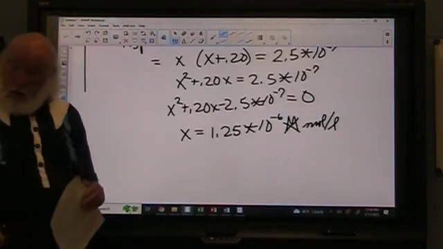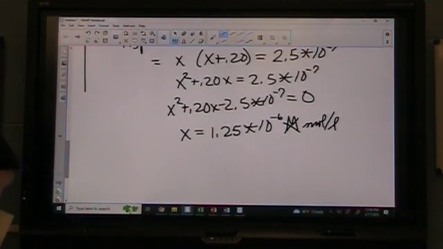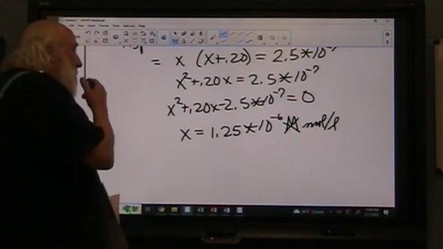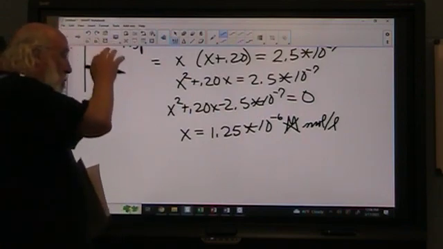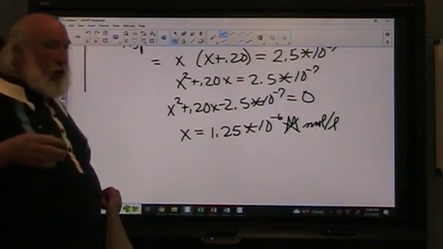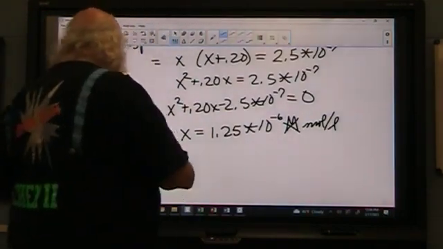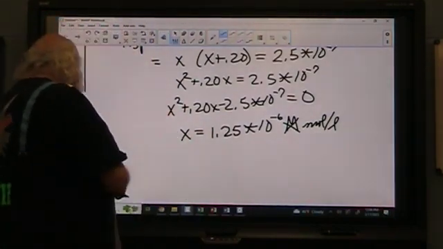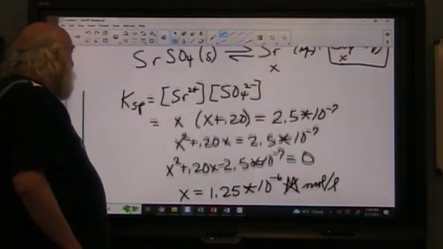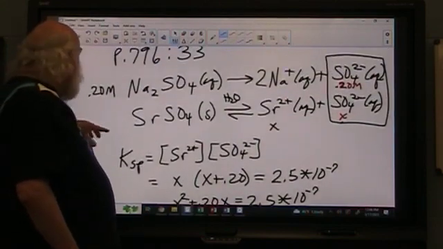In the next part of the problem, I want to hit this point first before I go on and change this to grams per liter, which I'm sure you know how to do, but I'll do it here just to emphasize that. But we'll come back to this right here.